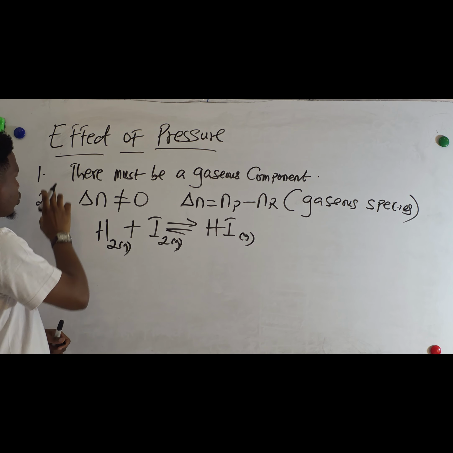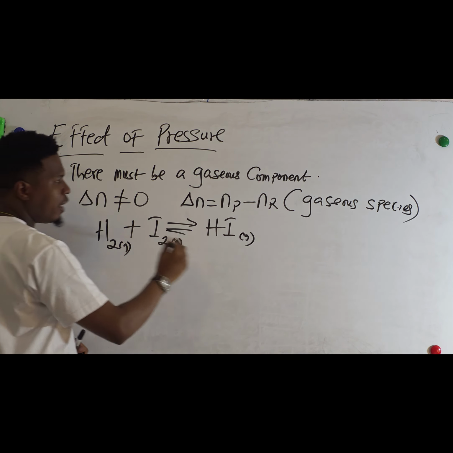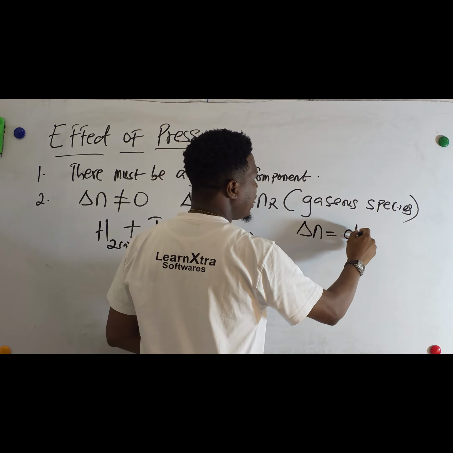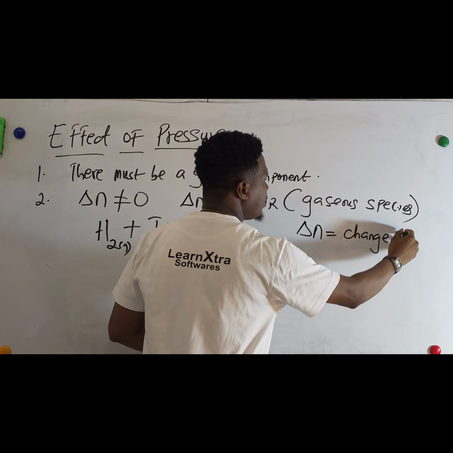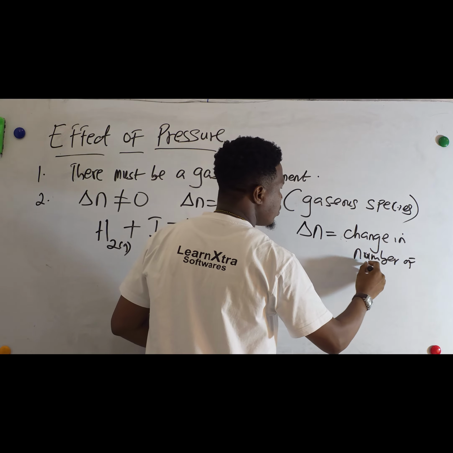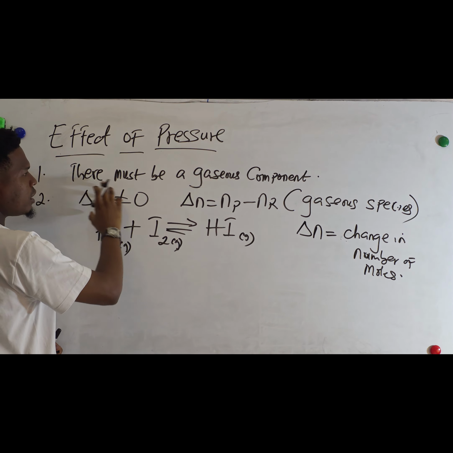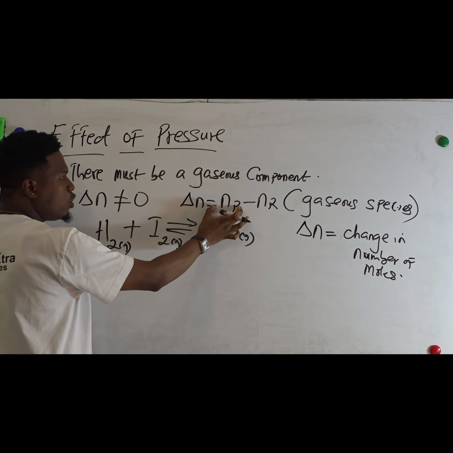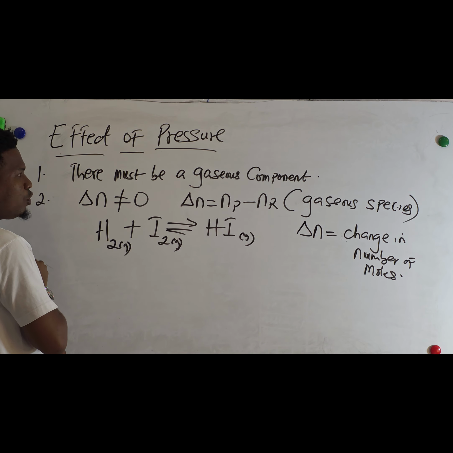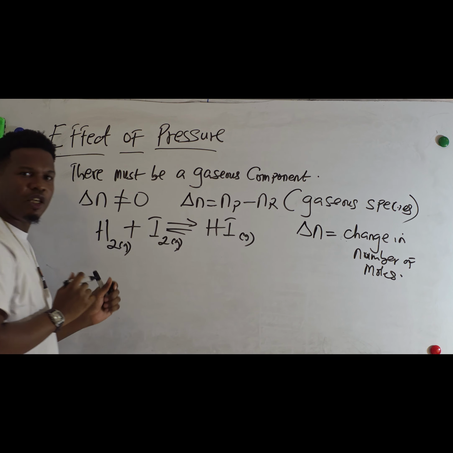Okay, then number two is the delta N. Remember I told you that change in N simply means change in number of moles. So this change in N can be calculated by the number of moles of the product minus the number of moles of the reactant. Okay, so how do you get this number of moles? This number of moles is gotten from a balanced equation.